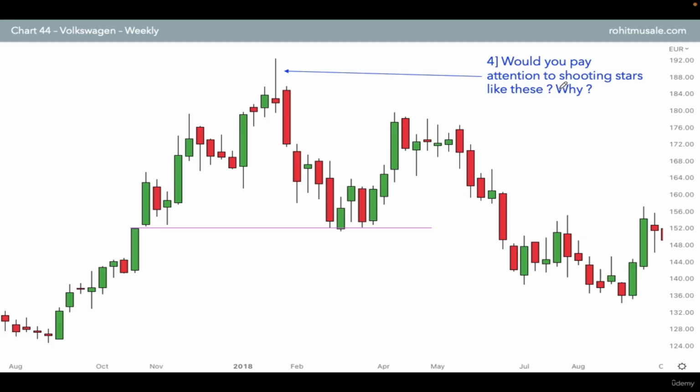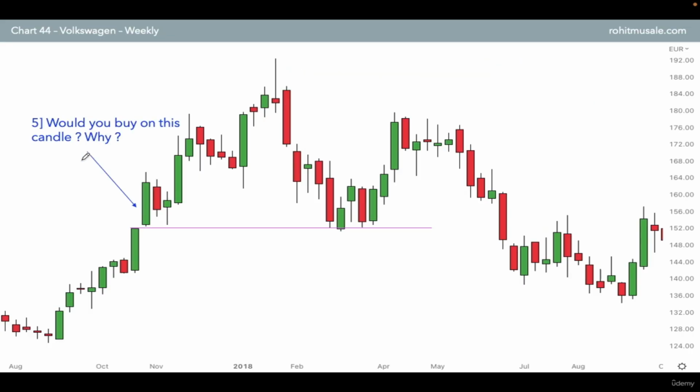Number 4, would you pay attention to shooting stars like this and why? I would not pay any attention to this shooting star because it is not a shooting star, because of these long lower shadows. For a shooting star, the lower shadow should be negligible or no lower shadow at all.